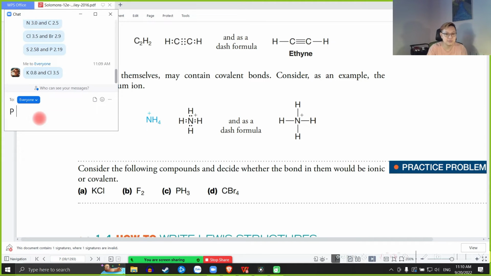How about PH3? This is a toxic compound. Polar. Are you sure? Wait, 3.9 and 2.2. It's really polar. Wait, P is how much? Phosphorus, P is 2.2. Are you sure? 2.19. Okay, good. You see, sometimes words can be confusing. 19, 90, one is longer, one is not long. Yeah, 19. So it's very similar. So what is this? Nonpolar, of course, nonpolar covalent.